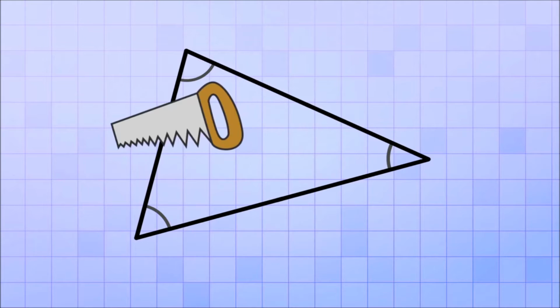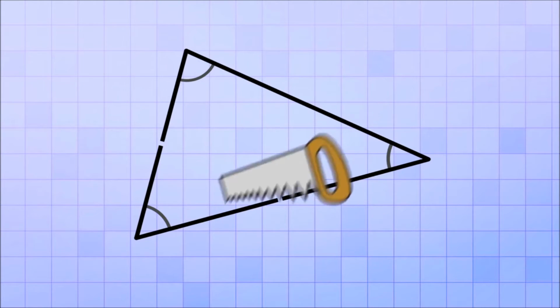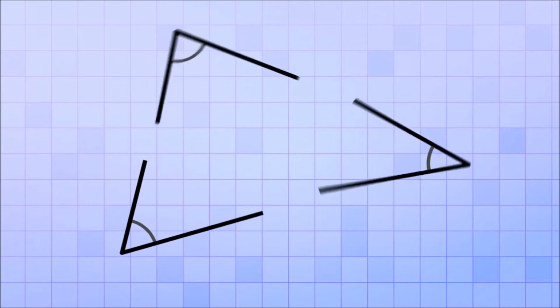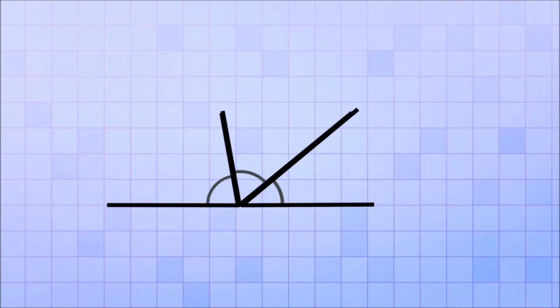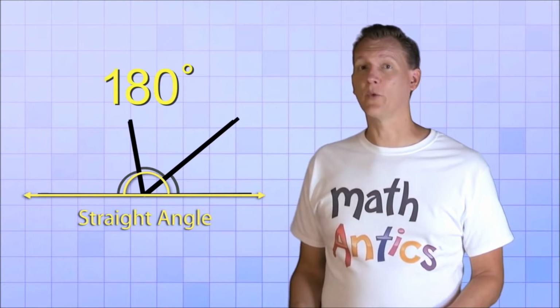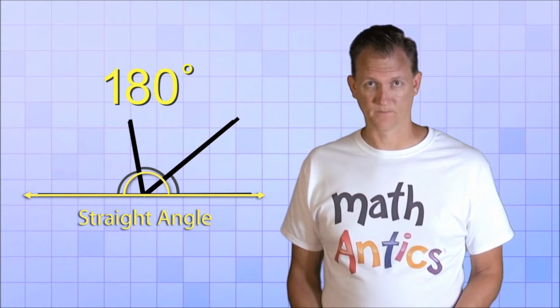For example, have a look at this triangle. If we were to take a saw and cut it up into 3 separate angles, and then if we were to take those 3 angles and rearrange them so that they're right next to each other like this, you can see that the total would be the same as a straight angle. That's 180 degrees. And this will work no matter what type of triangle it is.